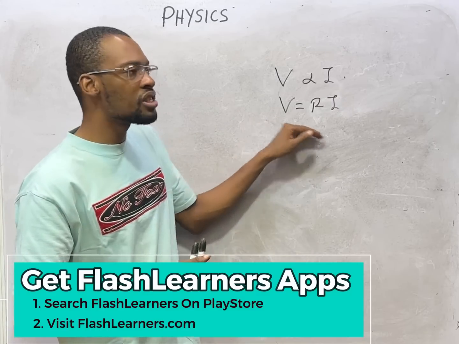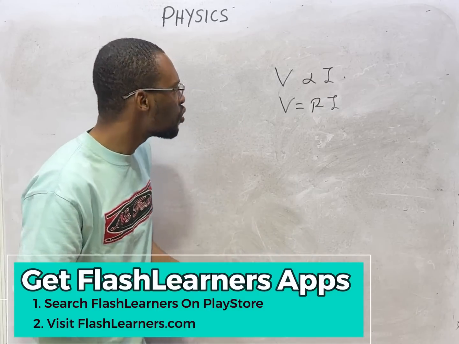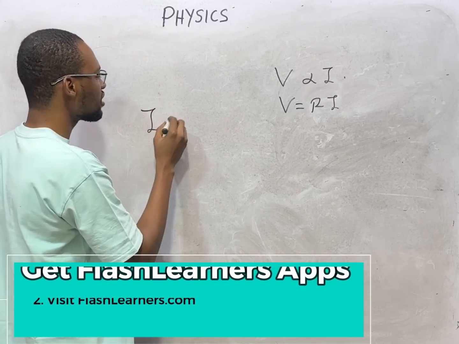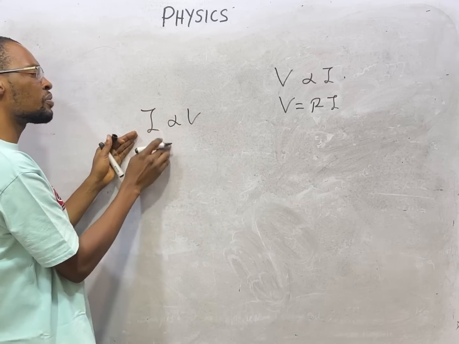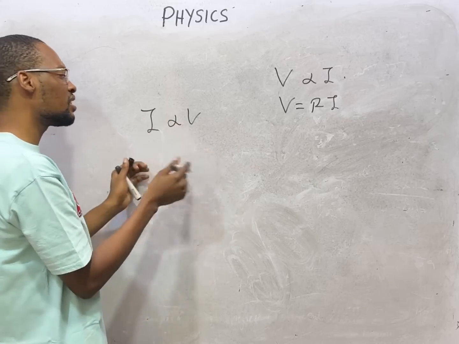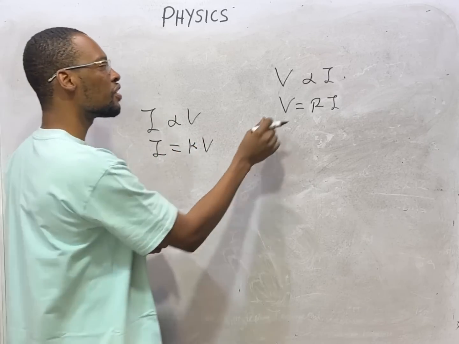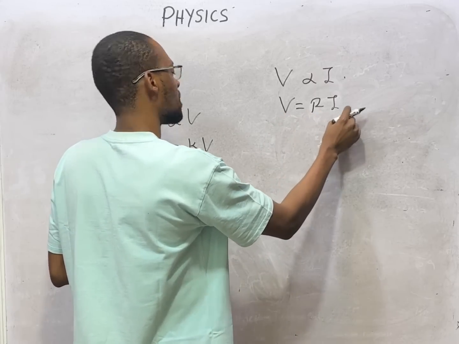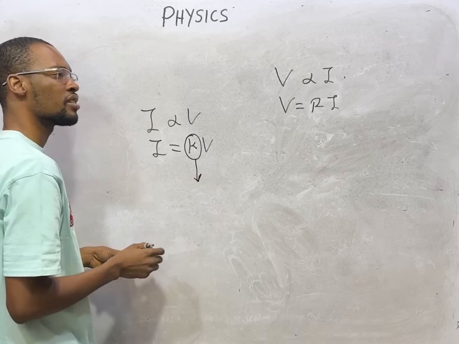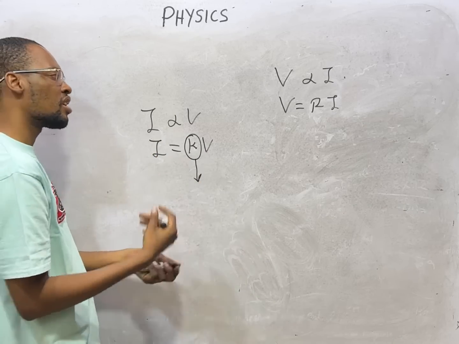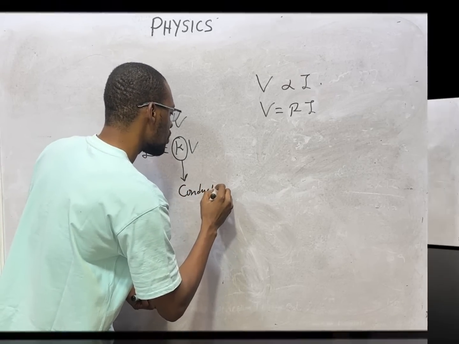Now, this is the straight Ohm's Law. Ohm's Law can be reversed to give us something like this. Current is proportional to voltage. If you are making current the subject of the formula in Ohm's Law, you are reversing it, because current becomes a constant times voltage instead of voltage becoming a constant times current. In this case, the value of this constant will not be resistance. It will be the inverse of resistance. And what is the inverse of resistance? It is simply conductance or conductivity.